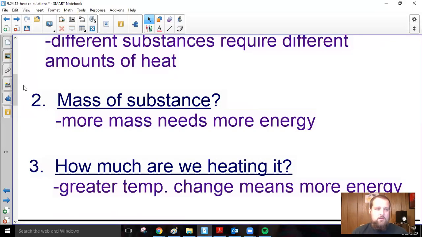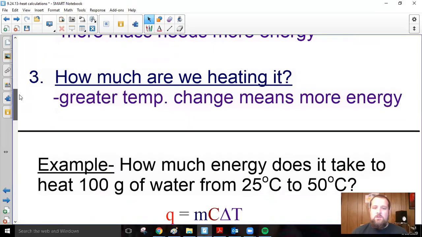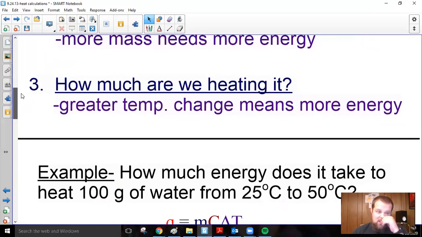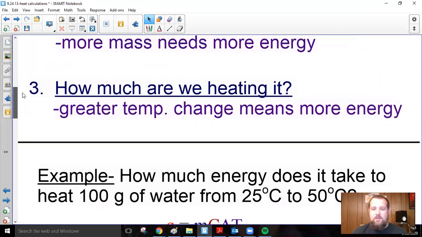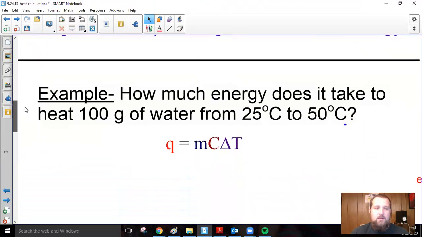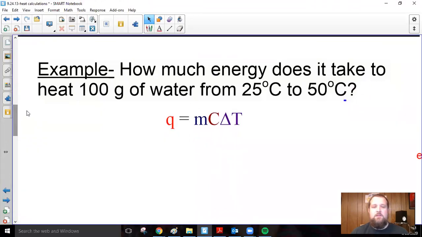So let's go back to our example. For example, how much energy does it take to heat 100 grams of water from 25 degrees Celsius to 50 degrees Celsius? So 100 grams of water would be about this much of the water bottle. It's not a ton of water. I will show you how I know that I need to use this formula.